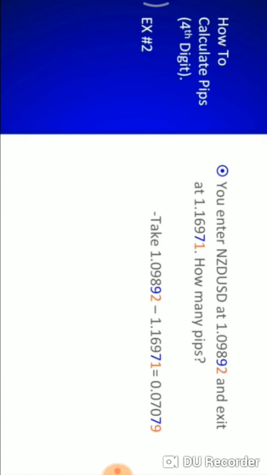All right. Now, after doing that calculation, you should have entered 1.09892 minus 1.16971, and you should have gotten the difference.